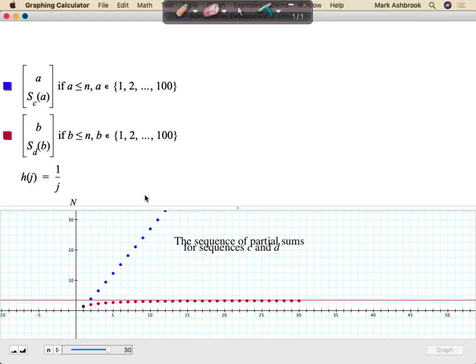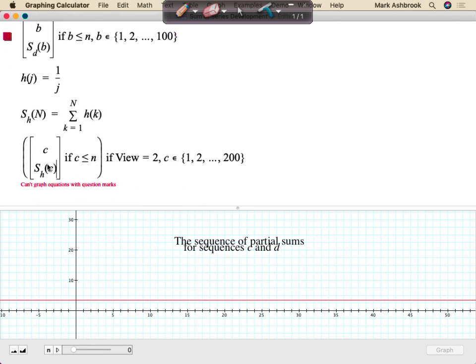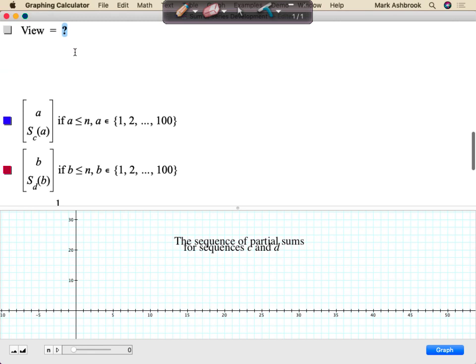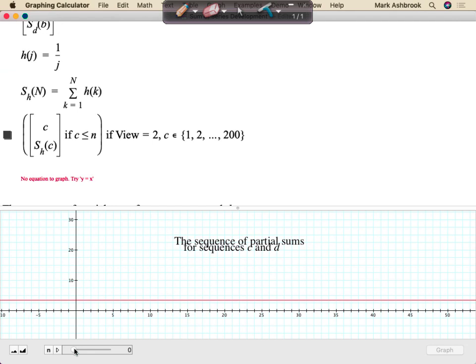So let's take a look. I'll turn it on first. Maybe it can't graph because the view doesn't have a value. Okay, there we go. I hope this works. Now harmonic is black. What's going to happen? It's going to level off at that red line. It's the harmonic series. Oh, it just broke through the red line. It's going to level off eventually.